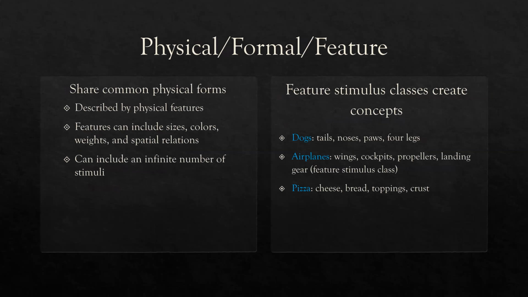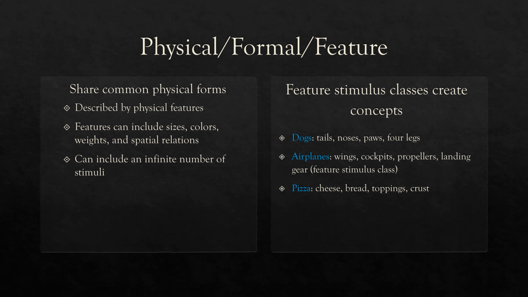So first, let's look at physical, formal, or feature stimulus classes. Obviously, they share common physical forms. They're described by physical features: sizes, big, small; colors, red, blue, orange, green, white; weights, heavy, light; and spatial relation, where they occur in our environment. They include an infinite number of stimuli. So let's look at some examples.